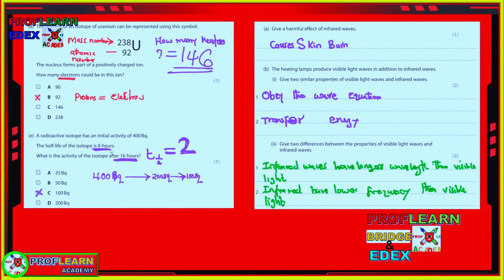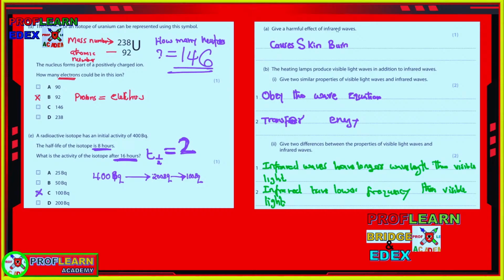So if we have a half-life of 8 hours and we are asked to write the activity after 16 hours, we need to know how many half-lives are in 16 hours. We take 16 divided by 8. We have 2 half-lives, meaning this radioactive isotope is going to decay 2 times. The first decay will give you 200. The second decay is going to give 100. So the correct answer is E.